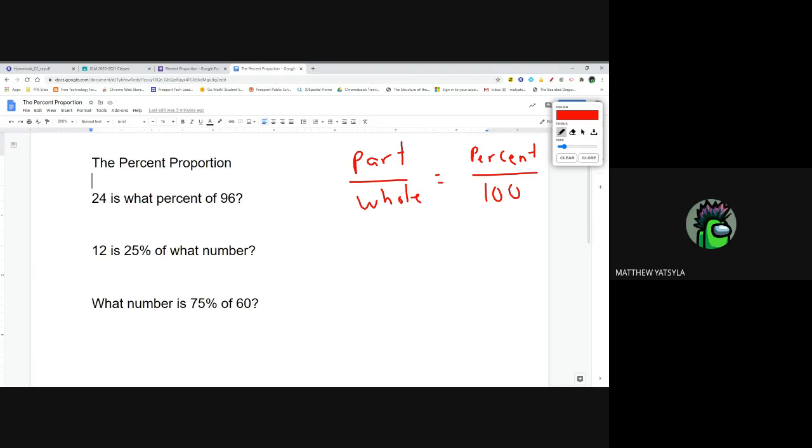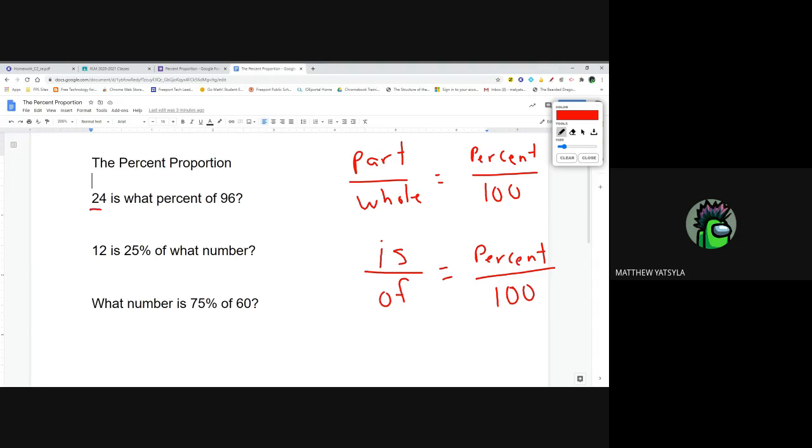All right. Now, the easiest way to do this is to actually rewrite this in the terms that we're going to need. So part, you're looking for the word is. Whole, you're looking for the word of. Percent, well, you're looking for percent. And always percent is over 100. So let's look at our first question.